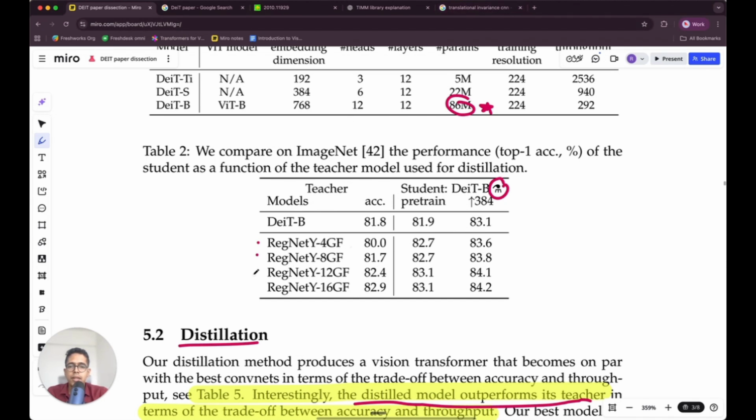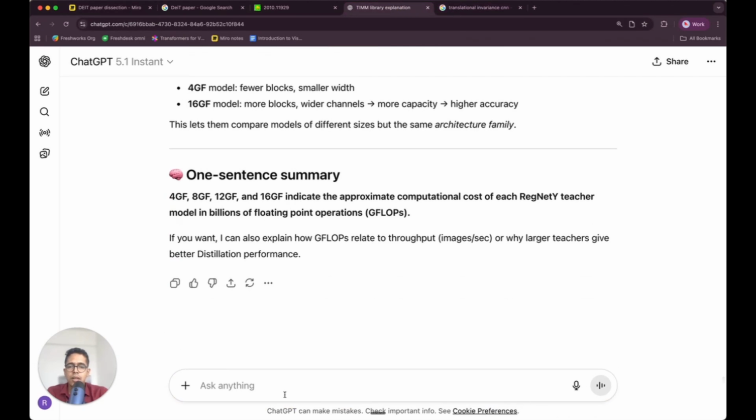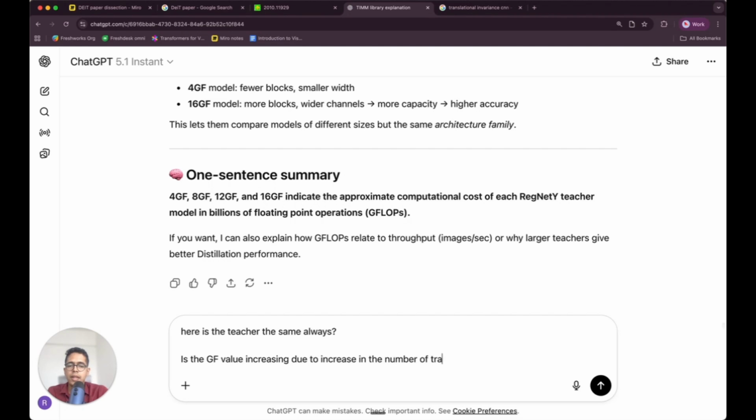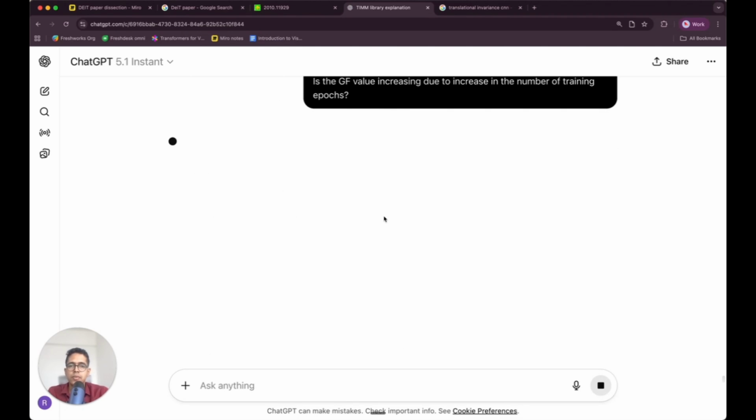But are we then using the same teacher model but running for more epochs? Is that what this means? Let's ask. Here, is the teacher the same always? Is the GF value increasing due to increase in the number of training epochs? I am not sure. I just want an answer for this.